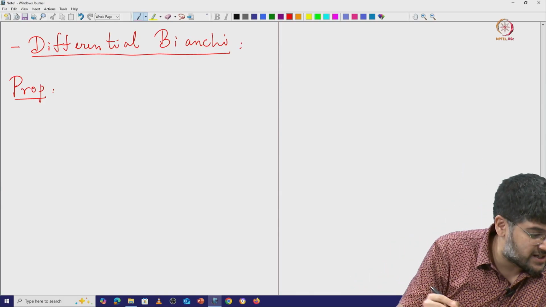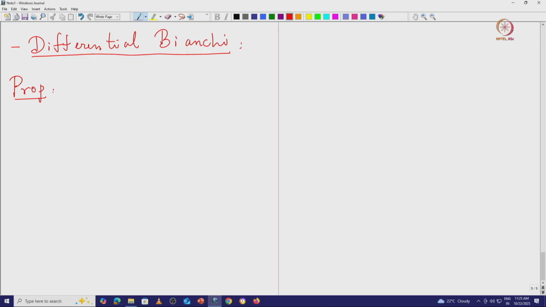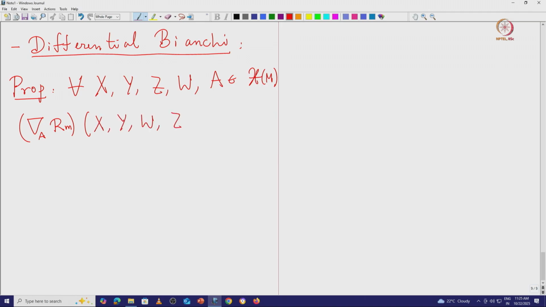Okay, so what does the differential Bianchi say? This says that for all vector fields X, Y, Z, W and A, so five vector fields, you have the following. If you take the Rm tensor, it's a (0,4) tensor, so you can calculate its covariant derivative in the direction of A. That will be another (0,4) tensor, and now again you cycle through this and this. Like in the algebraic Bianchi, where, sorry, this should be Z and W.